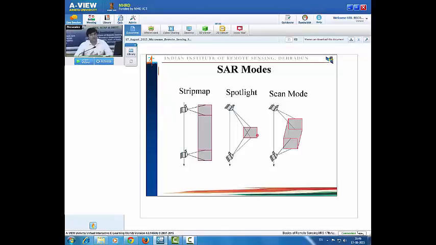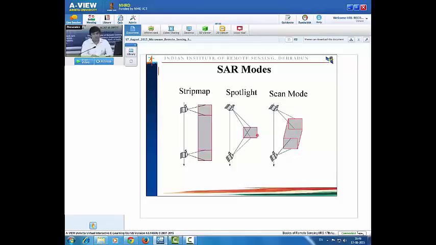Now scan mode, which is also known as burst mode. In this mode, the SAR sensor will be transmitting the electromagnetic pulses, and using beam steering capability, it will cover a very large area. So if one is interested in mapping and monitoring a very large area, like for flood mapping or for marine applications, then one will need SAR imagery which has the information of a very large area. So definitely at that time people prefer scan mode data sets.